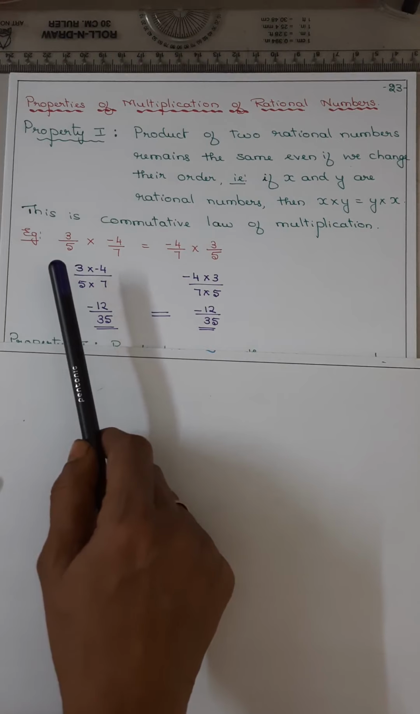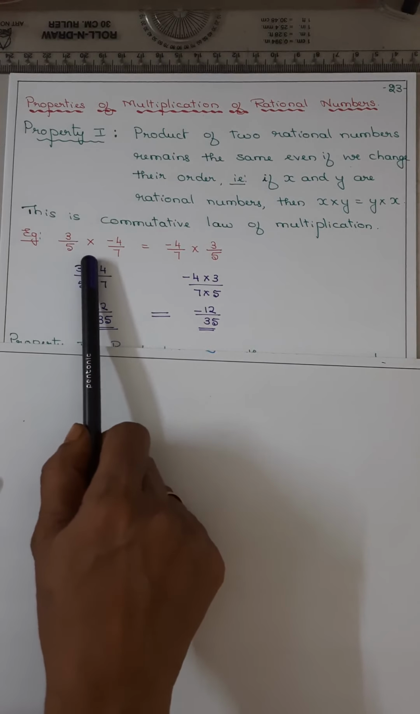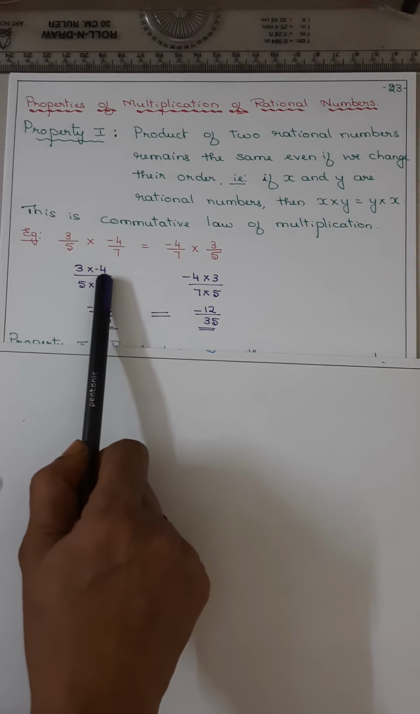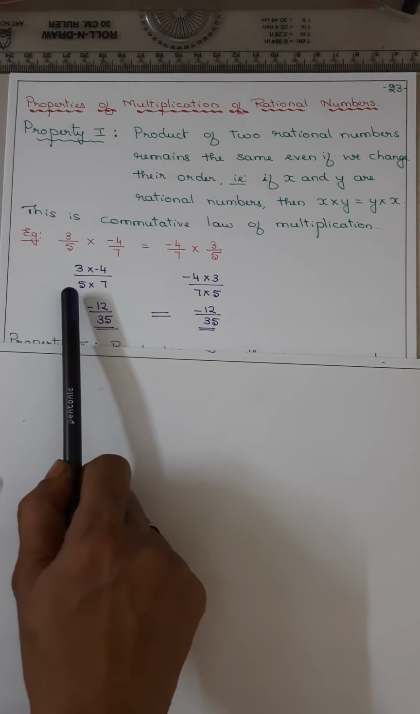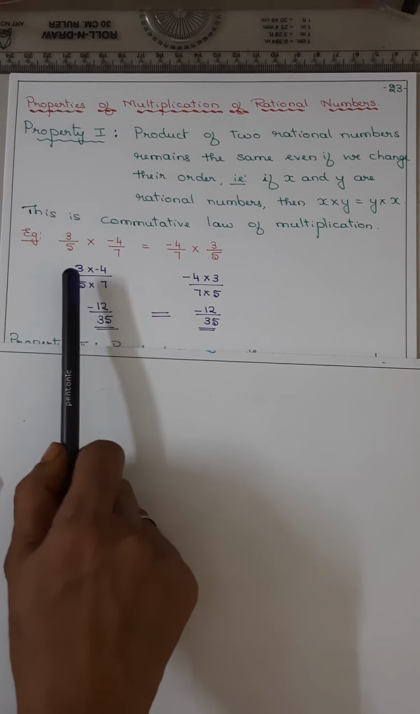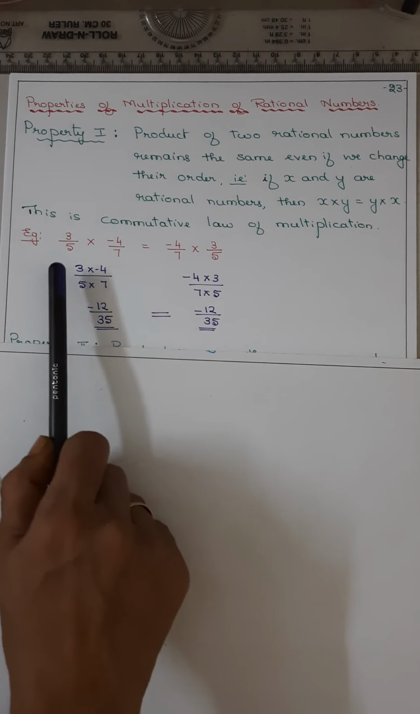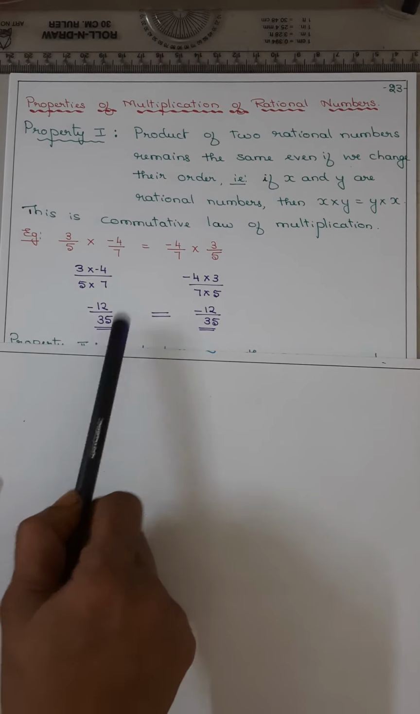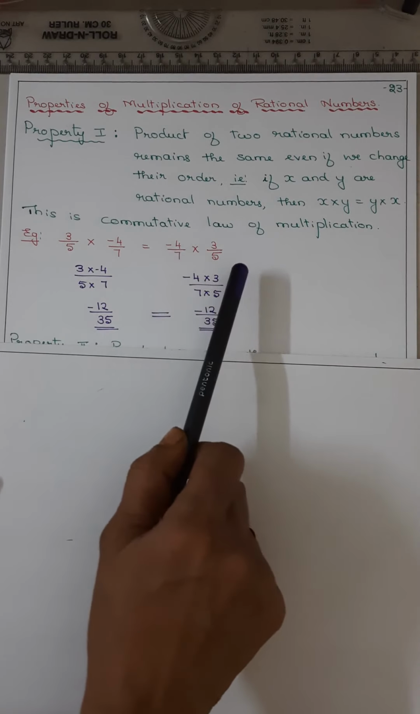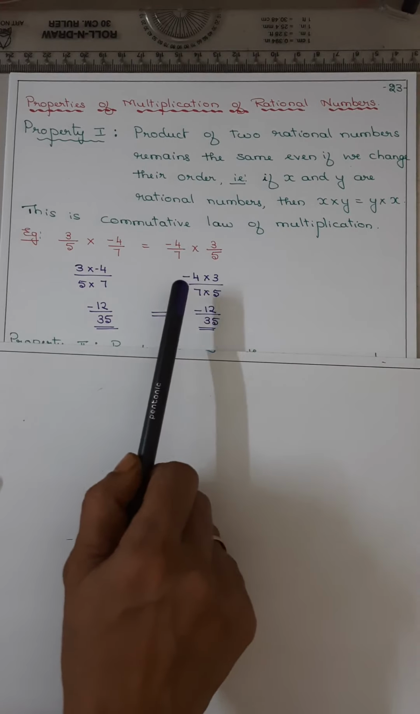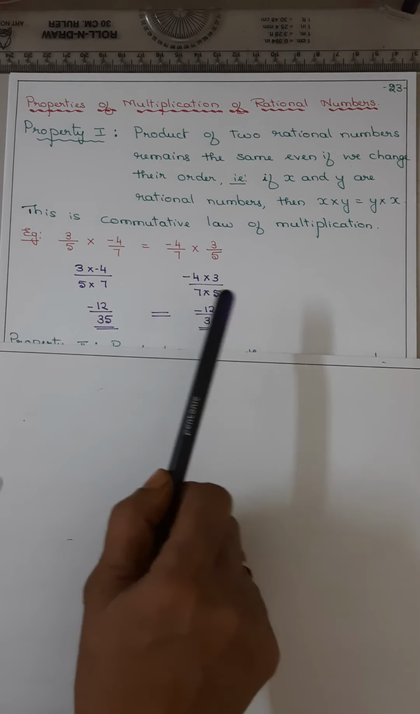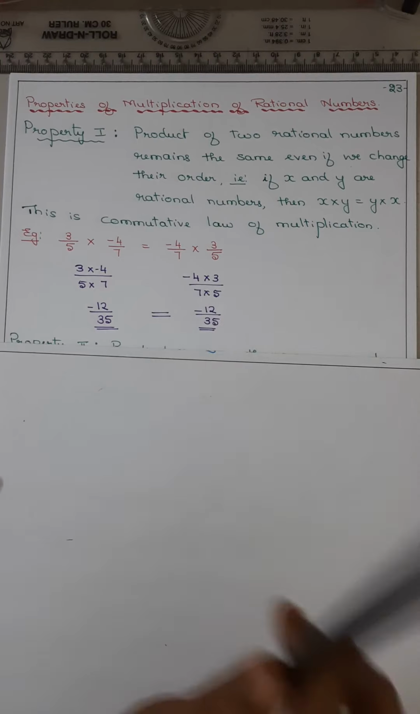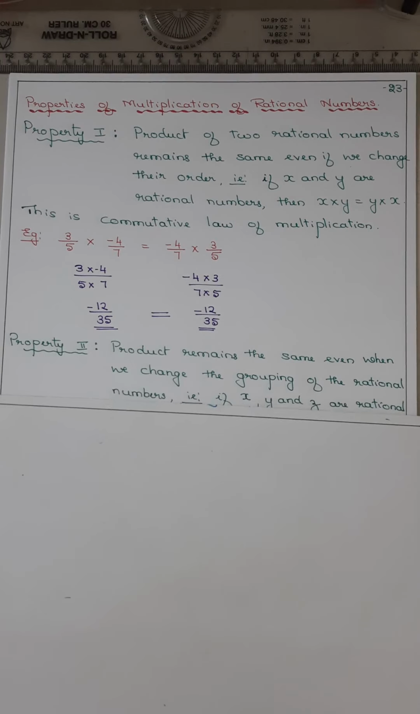Now if you see the example, 3 by 5 into minus 4 by 7, you find 3 into minus 4 upon 5 into 7. Cancellation is not there. Plus minus is minus, 3 fours are 12, 5 sevens are 35. When you reverse the order, minus 4 by 7 into 3 by 5, minus 4 into 3 upon 7 into 5. Minus plus minus, 4 threes are 12, 7 fives are 35. So the answer is the same.